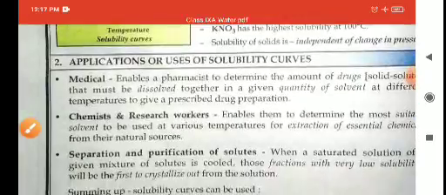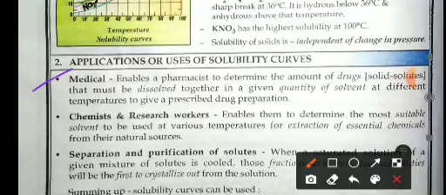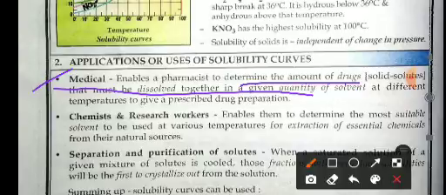So, applications and uses of the solubility curve. Medical: it enables a pharmacist to determine the amount of drug that must be dissolved in a given quantity of solvent at different temperatures. So with the help of this graph we can prepare medicines. Chemists and research workers use it to determine the most suitable solvent. So with the help of this graph we can select the solvent to dissolve a particular solute.